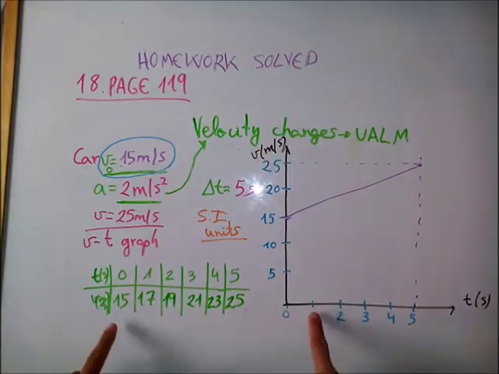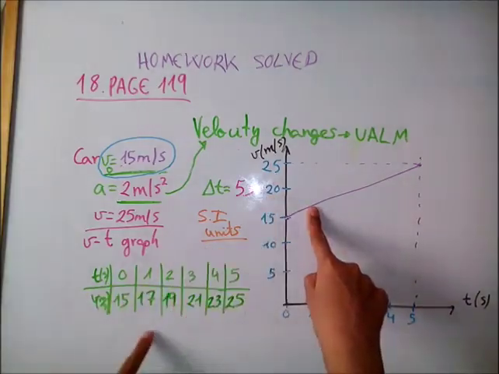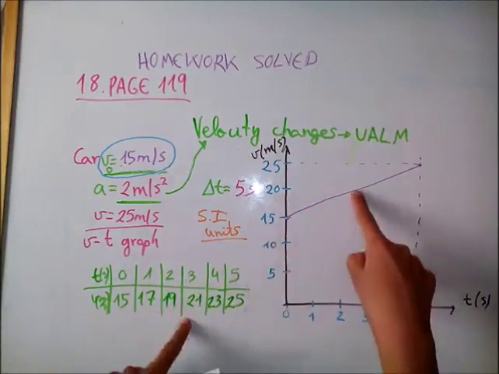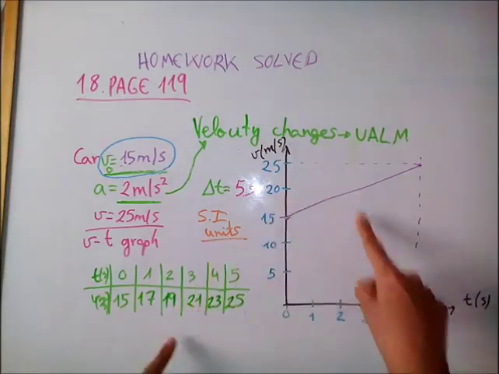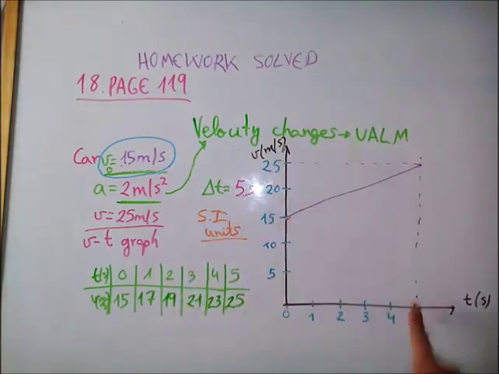You can take it in here. For time 1, it should be 17, something between 15 and 20. For time 2, 19, closer to 20. For time 3, 21, it's already over 20. For time 4, 23. And for time 5, 25. Okay, hope you understood the video.